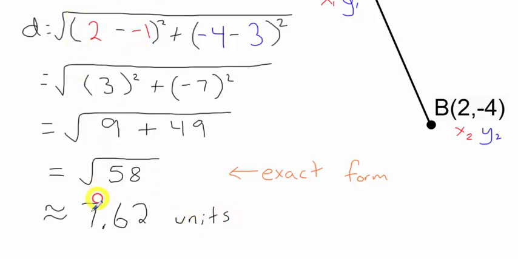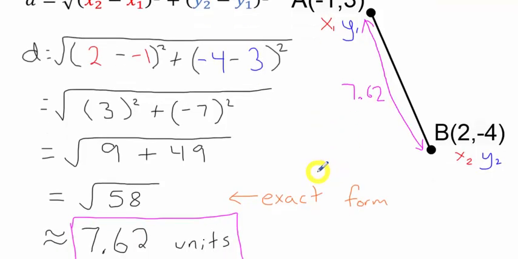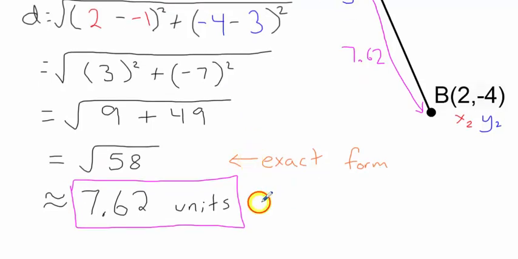And so if I was trying to add this to the picture, what this 7.62 represents is how far it is all the way from point A to point B. That distance right there is the 7.62. I do want to also mention that if your goal is decimal form, so I'm going to actually label that right here as well. This is decimal form.